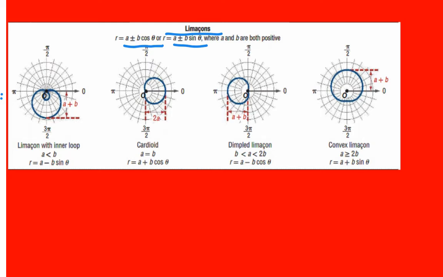So again, reiterating: if it's going to go down, it's going to be a minus sine. If it's going to go up, it's going to be a plus sine. If it's going to go left, it's a minus cosine. If it's going to go right, it's a plus cosine.